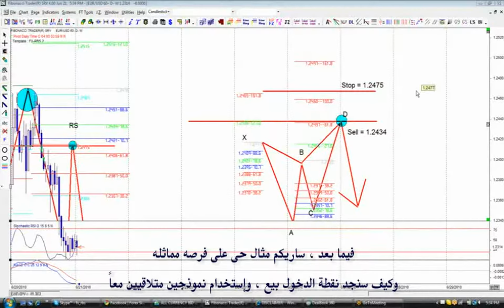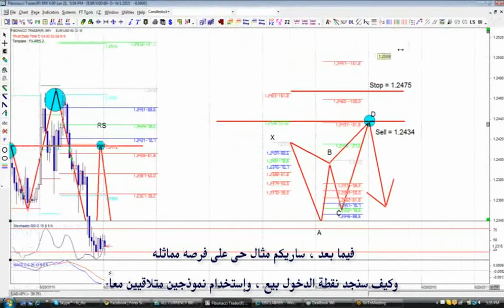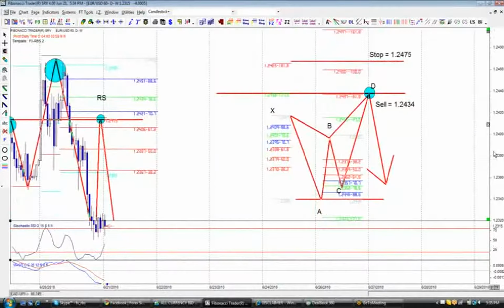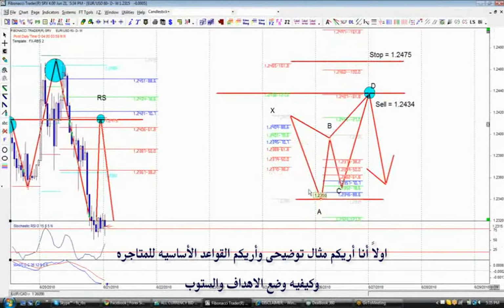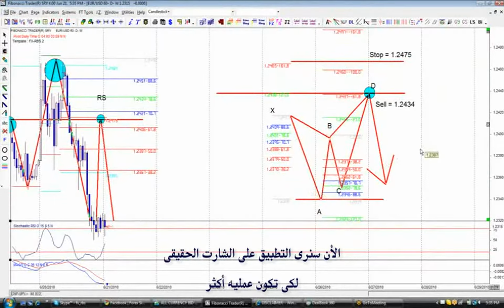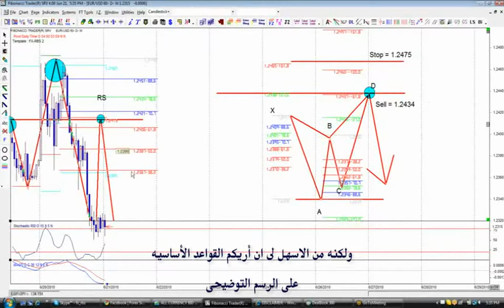Later I will give you an example exactly of a trade like this, where you actually will find the sell point using a couple of patterns converging together. First, I'm just giving an example and giving you the rules of how to trade, where to place stops and limits. Then we'll look at actual charts and it will make a lot more sense. But it will be a lot easier for me to show you the basic rules on a drawing.